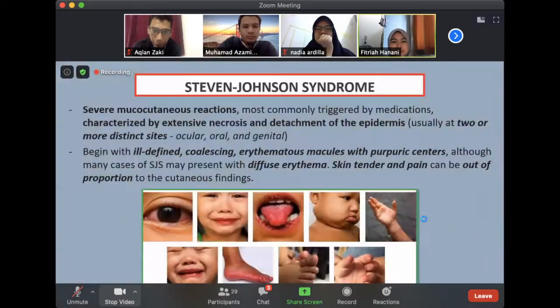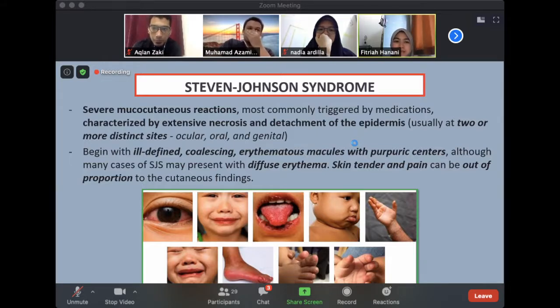So the next, for the idiopathic causes, is Stevens-Johnson syndrome. Eventually, this is an emergency condition among cutaneous lesions. It is a severe mucocutaneous reaction that is commonly triggered by medications, and can also be triggered by viral infection, characterized by extensive necrosis and detachment of the epidermis. Usually it involves 2 or more distinct sites, which include ocular, oral, and also genital.